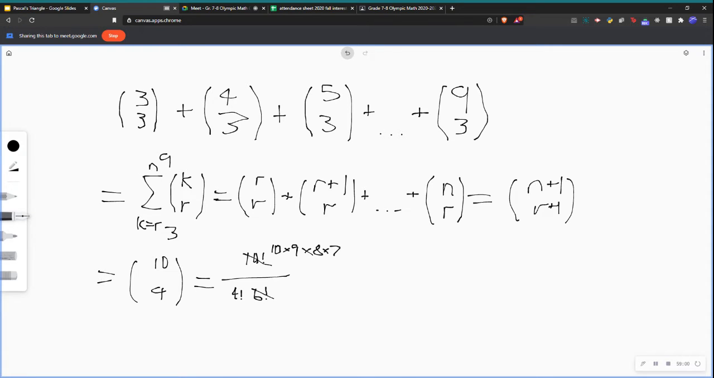And 4 factorial is 4 times 3 times 2 times 1. So here, we can cancel out 4 with 8 to get 2. 2 can cancel out with this 2. 3 cancels out with 9 to get 3. You're left with 10 times 3 times 7. That will give you 210. This is your final answer. Are there any questions about this?